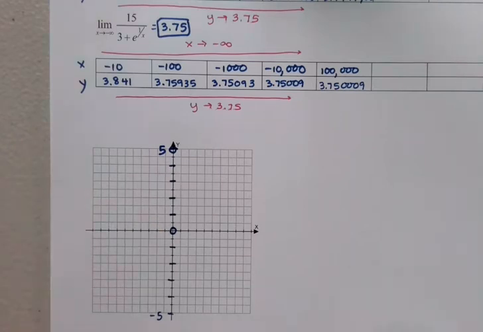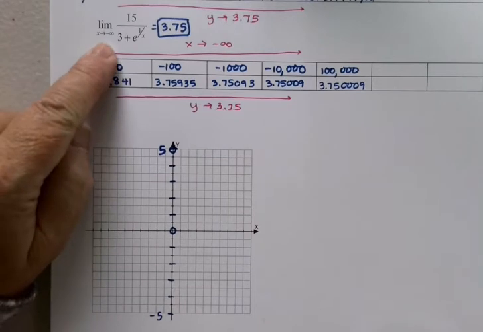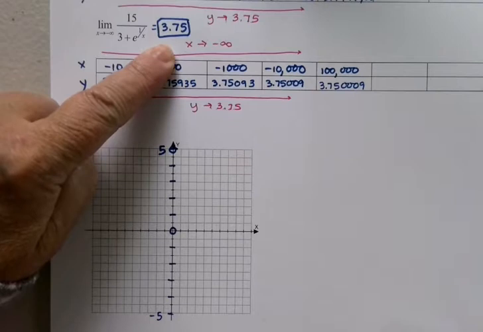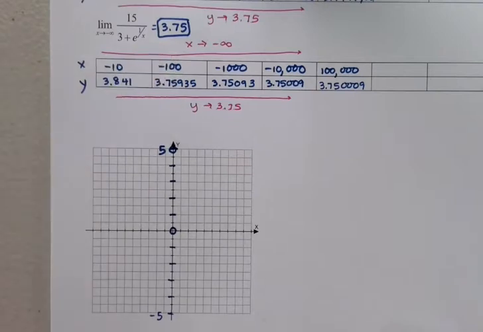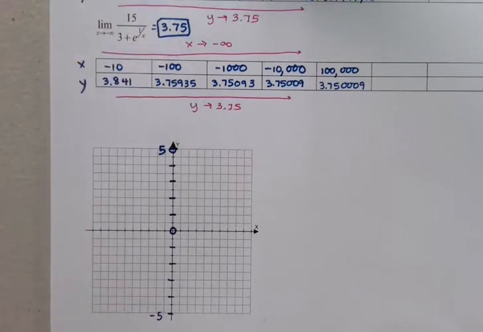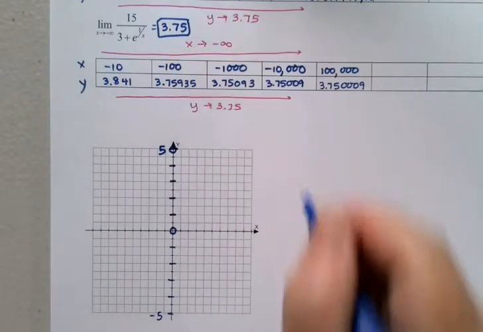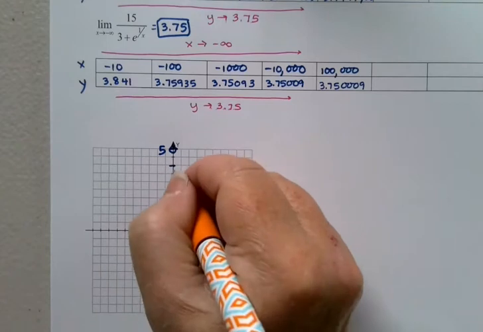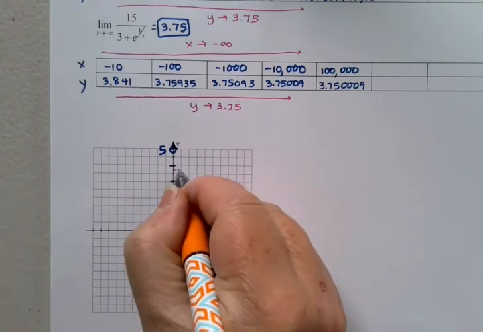All right, the limit as x goes to negative infinity, and it was the same for positive infinity, was 3.75. So those are going to be horizontal asymptotes, right? That's end behavior. The graph should get closer and closer to leveling off at y equals 3.75. So horizontal asymptotes at 3.75, let me draw those in. Let's see, 1, 2, 3.75 would be here.